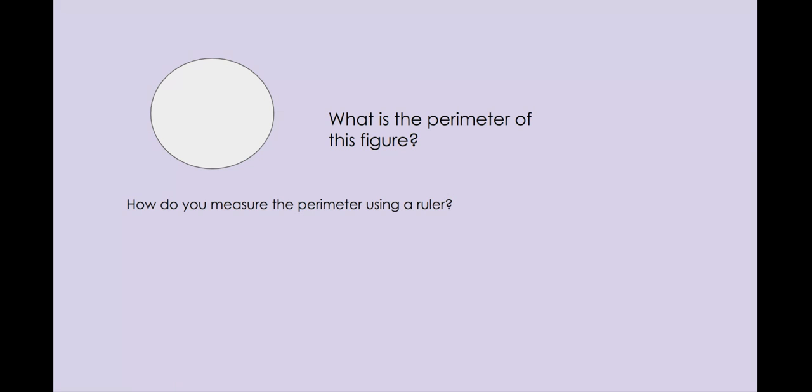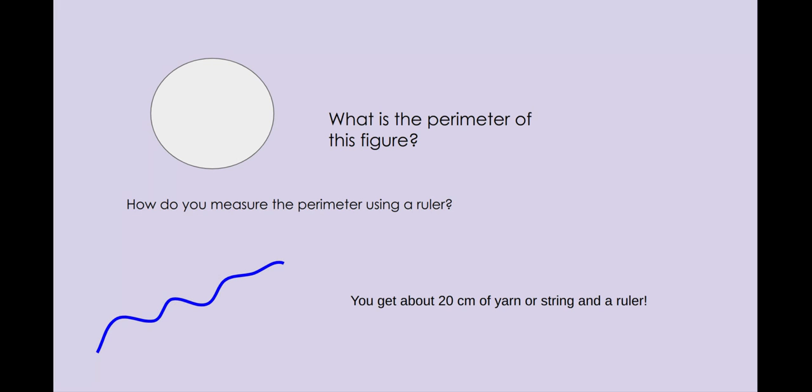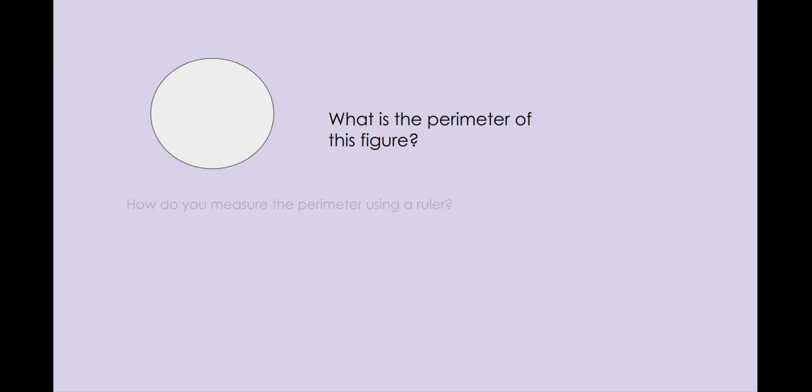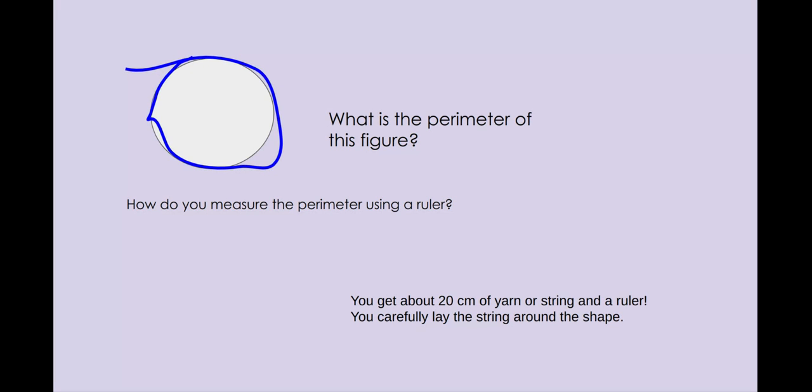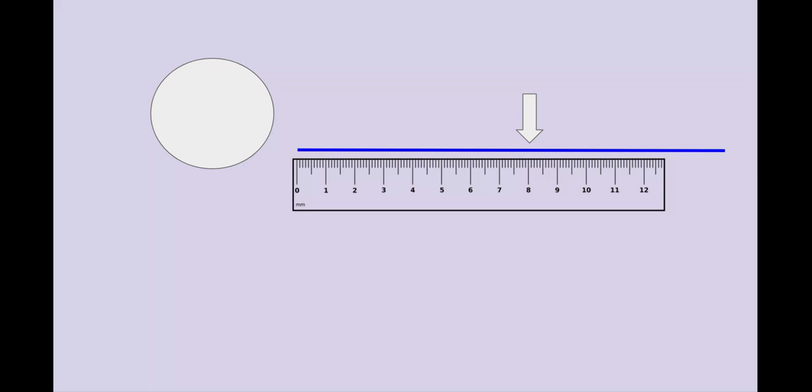How would you measure the perimeter of this figure? How would you use a ruler? Well, get about 20 centimeters of yarn or string and your ruler. And what are you going to do with that string? Do you have an idea? That's right. You are going to place it around. Try to do much better than I did. Put it around the edges of the figure as best you can. Pinch the part where you think it ends, and then lay that along your ruler using centimeters and see what you get in centimeters for what the perimeter measures on the string.